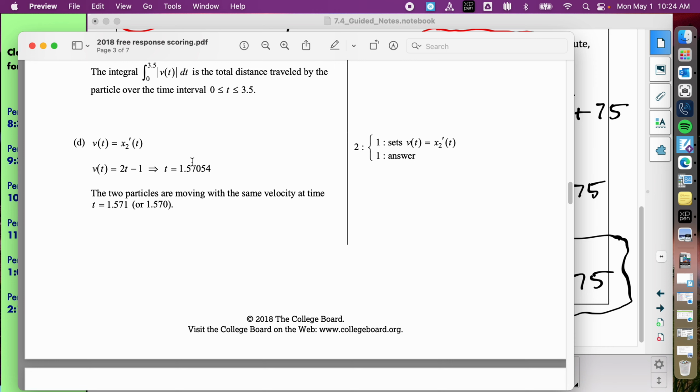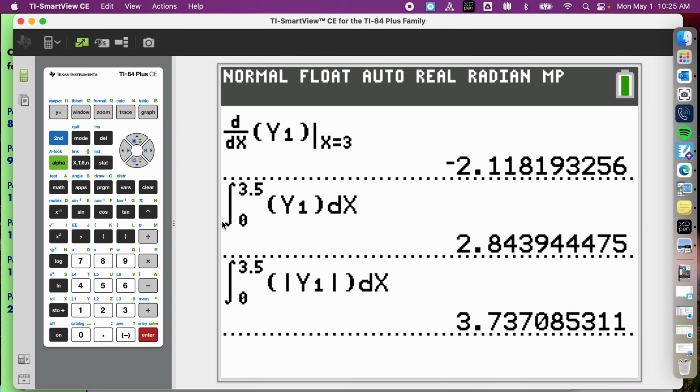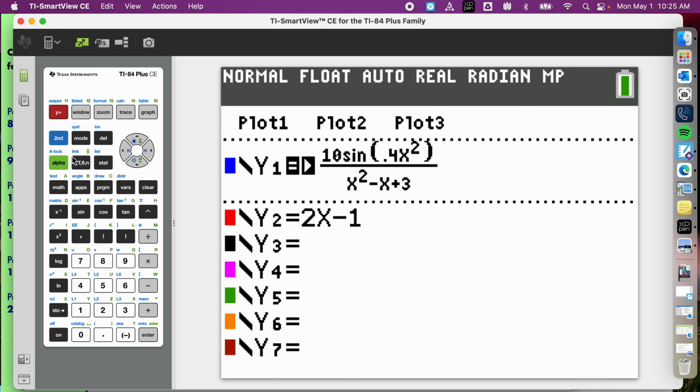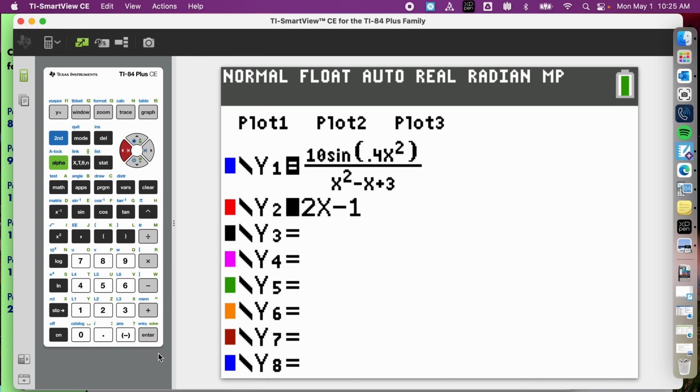Okay, and then very quickly, the last one. Last one was pretty easy if you realize they gave you the position function. So you would have to take the derivative of that, which is what this first portion is, right? The velocity is the derivative of x2. And then you would get 1 point for writing that out. And then the correct answer would be found. There's different ways to do it. I found the easiest way was just to graph both and then find where they intersected. There's different ways, but I find this one the quickest.